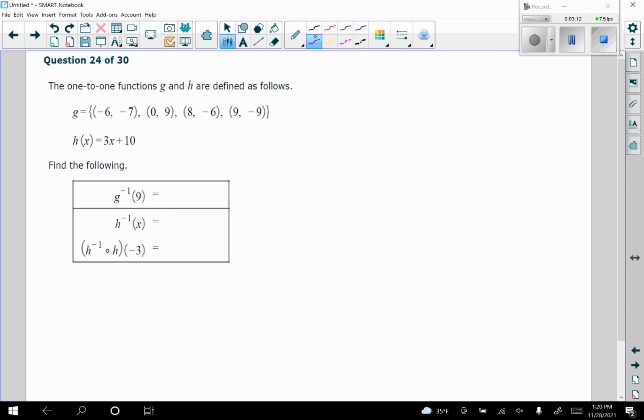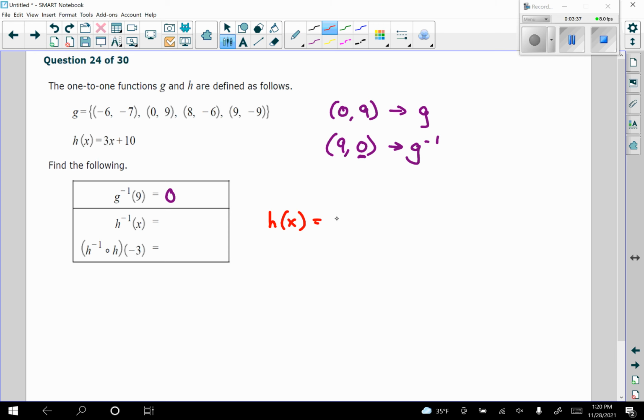All right, for question 24, talking about one-to-one functions again. So here for the inverse of g of 9, if 0, 9 is a point on the function for g, then 9, 0 would be on the inverse. So the inverse of g of 9 would just give us 0. Let's go ahead and find the inverse of h of x.